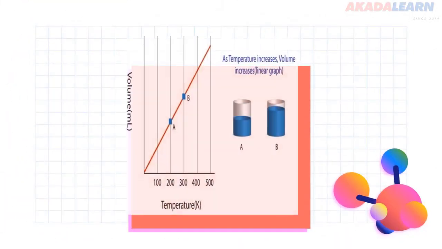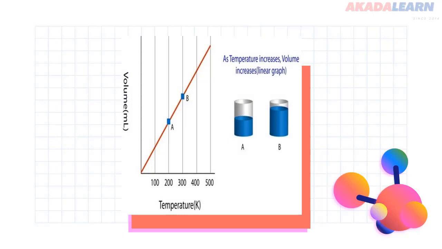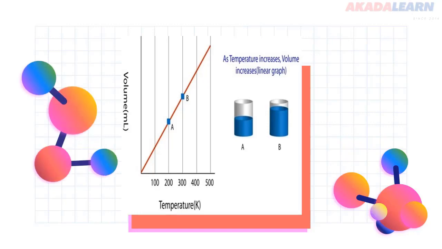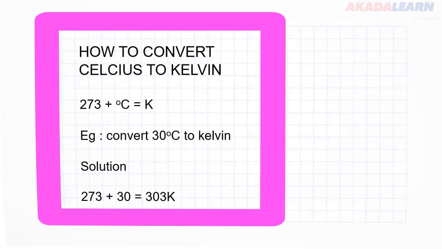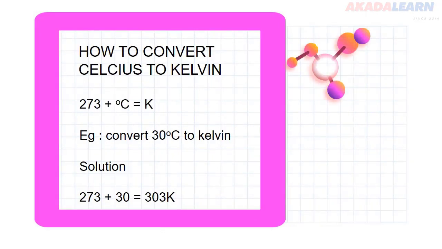Here now is a graphical representation of Charles' Law, where volume would be increasing as temperature is increasing. Now, to carry out effective calculation on Charles' Law, you need to know how to convert between Celsius and Kelvin. To do that conversion, 273 plus the Celsius value will give you the Kelvin value.